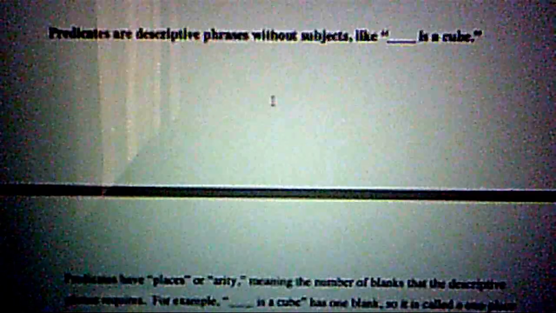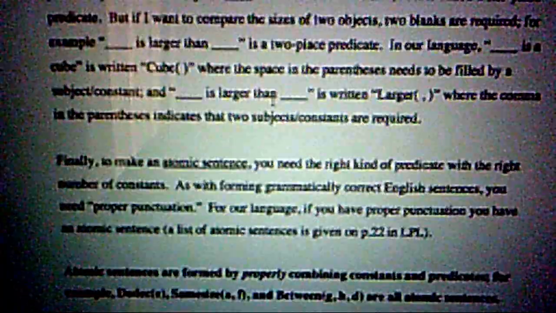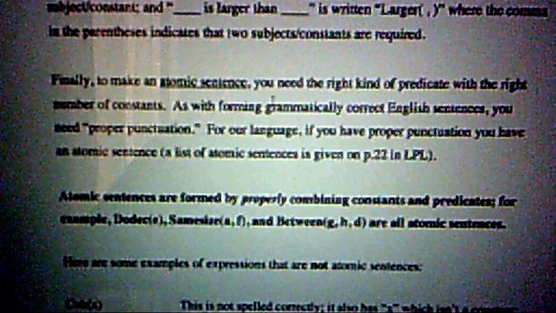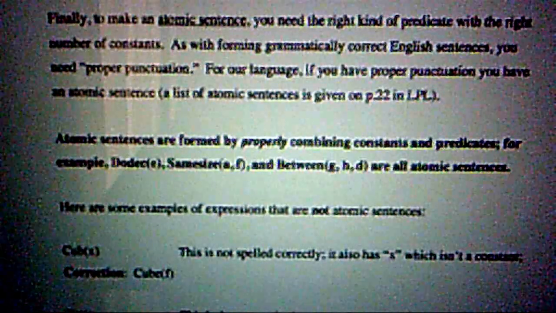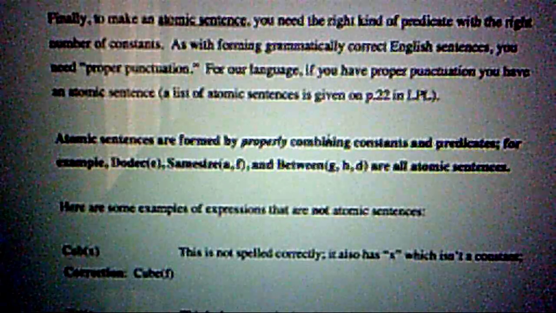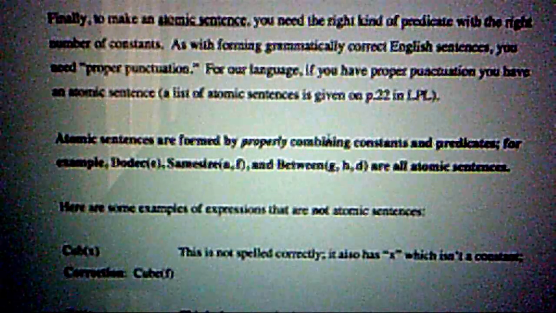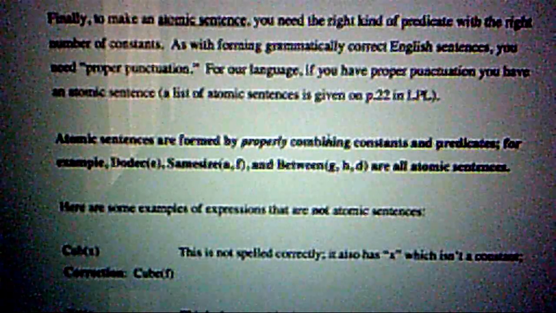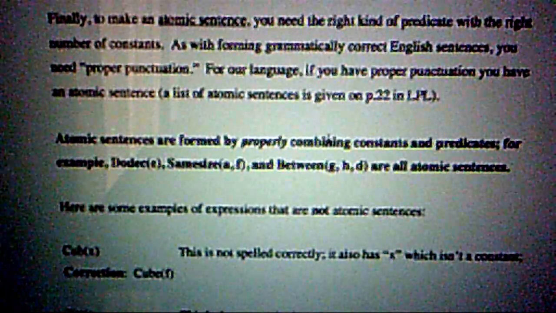Here's the summary. Constants are lowercase letters. Predicates are descriptive phrases. These two things, constants and predicates, get put together to form what are called atomic sentences. Okay? Atomic sentences are basically properly combining constants and predicates to form complete thoughts. If I just said a for Alice, that's not a complete thought. If I just said is a cube, that's also not a complete thought. In order to get the complete thought, I need the predicate and the constant, or the predicate and the subject. a is a cube, right?